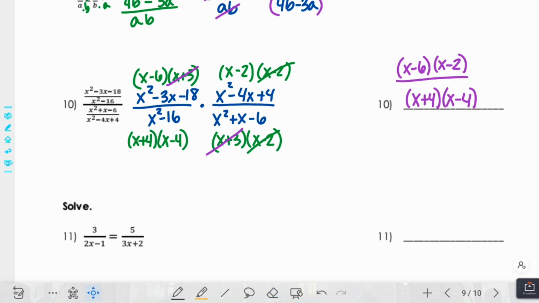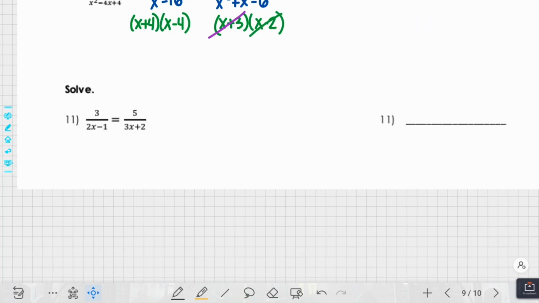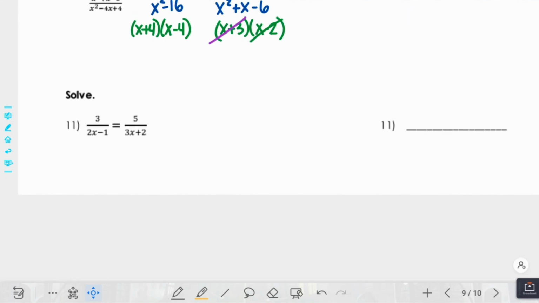Okay, next one. When you get to one like number 11, feel free to cross multiply. That's not how we originally taught it with the book, but then when we got to section 6.5, that's how we did it when we had proportions. That's what you're used to from Algebra 1 and from geometry. So please do what you're used to if it still works. In this case, it does.